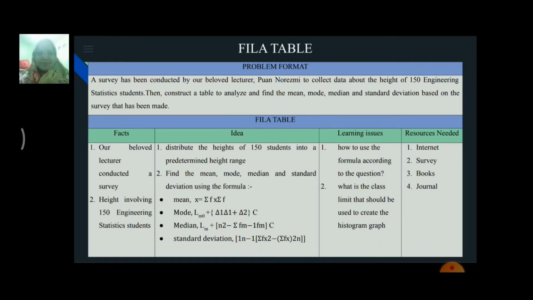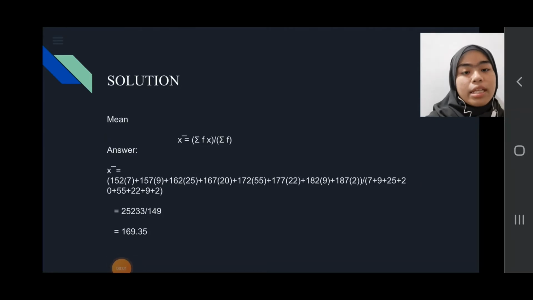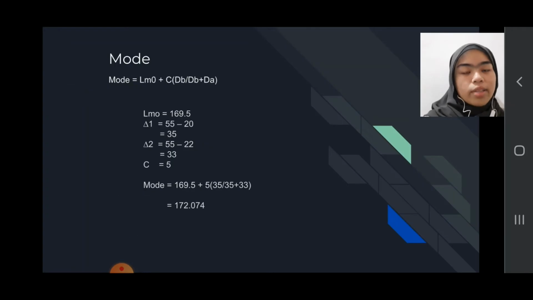Thank you. My name is Nur Ayuni. I will present the solution for our PBL. For the first one is mean. We use the formula x bar equal to sum of fx divided by sum of f. So by using that formula and inserting all the data from the table, we got the answer 169.35.